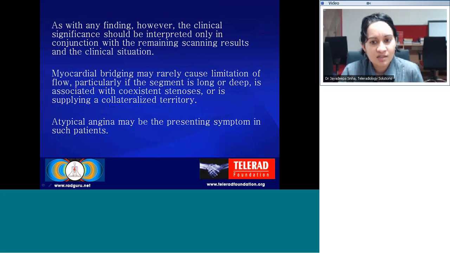Atypical angina is the typical presentation in most of these patients. Myocardial bridging may rarely cause limitation of flow, especially if the segment is too long or too deep, and may be associated with coexistent stenosis, or maybe supplying a collateralized territory.